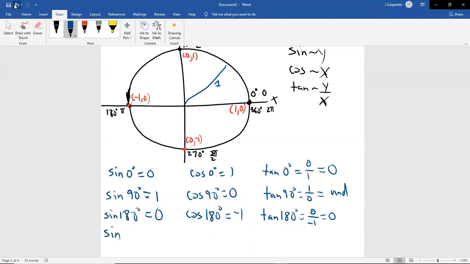Finally, 270 degrees, because 360 would have the same answers as the first line. 3 pi over 2 would be 270 degrees. So we're now here at that coordinate, 0, -1. Sine takes the y value, so -1. Cosine of 270 degrees takes the x value, which is 0. Tangent of 270 degrees takes the ratio y over x, which is -1 over 0, which is undefined.